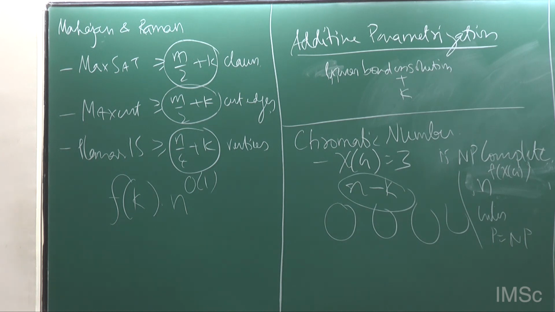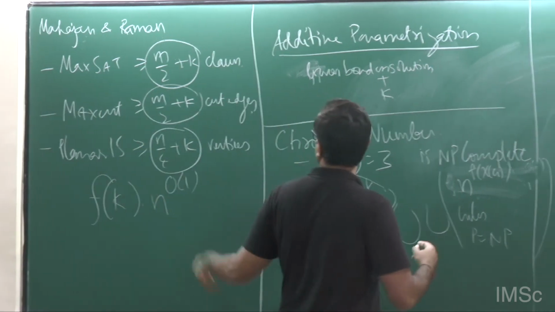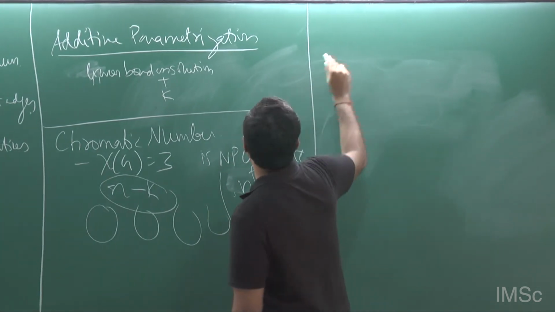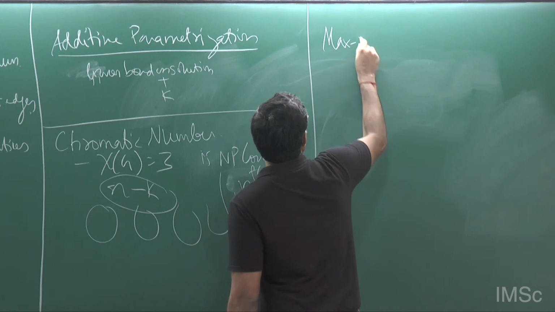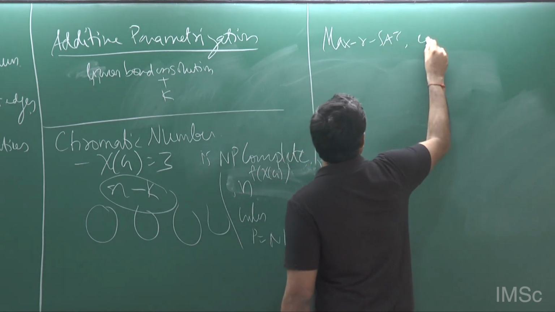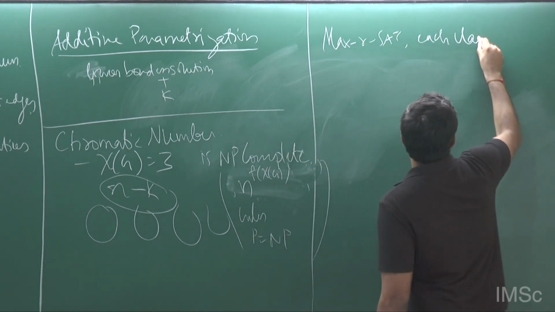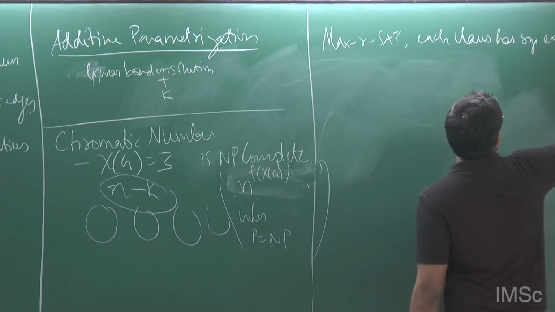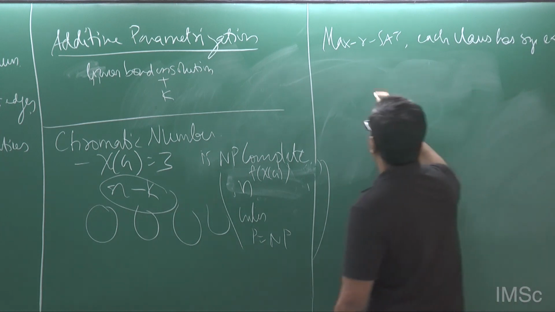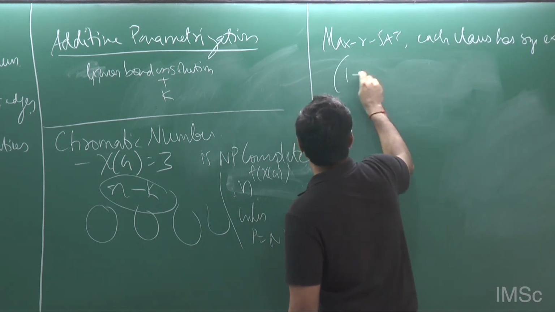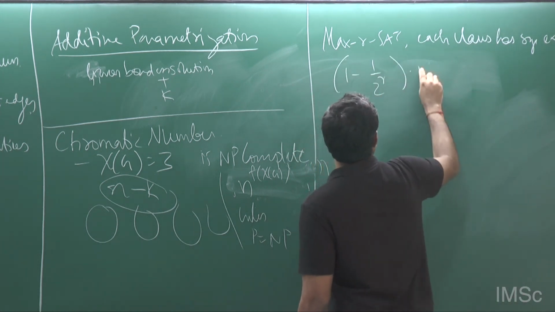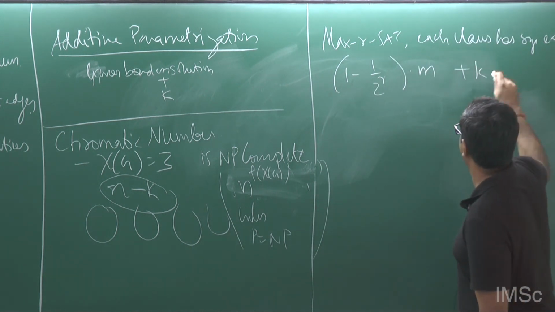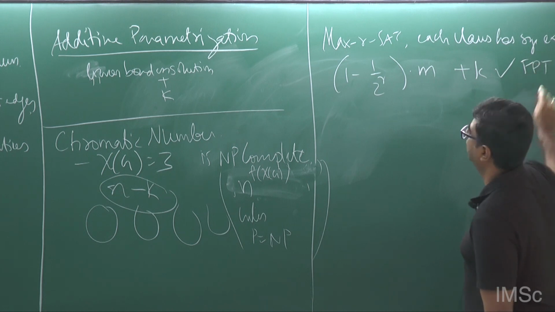Then we ask the question, can we parameterize the question with this bound plus k? And what is known about all these questions is, for MaxSat it is FPT. For example, if you take Max-R-SAT, where each clause has size exactly R, then you can satisfy 1 minus 1 by 2 to the power R times n clauses. And this is known to be FPT.